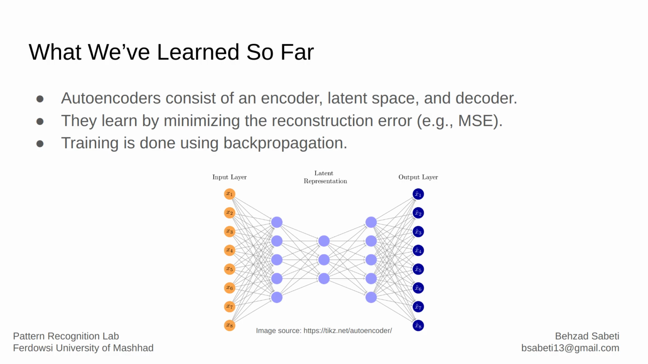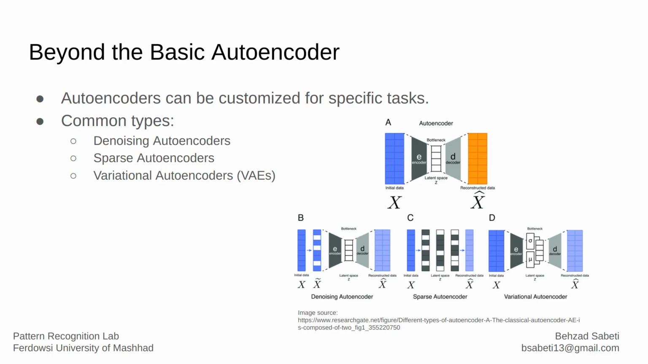First, let's recap what we've learned so far. Autoencoders are neural networks that compress and reconstruct data. They have an encoder, latent space, and a decoder, and they can learn by minimizing the reconstruction error. But autoencoders can do much more than just compress data. There are several types of autoencoders, each designed for a specific task. Let's look at the three common ones, which are denoising autoencoders, sparse autoencoders, and variational autoencoders.